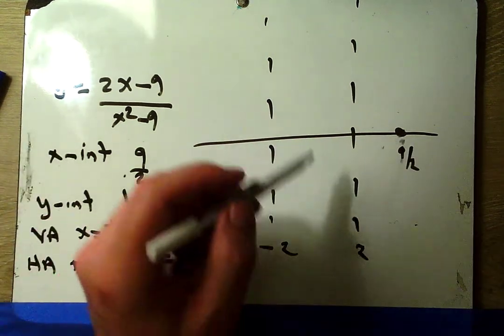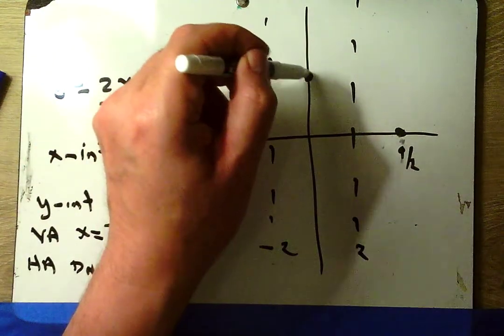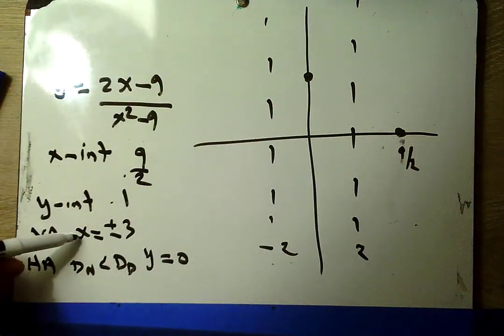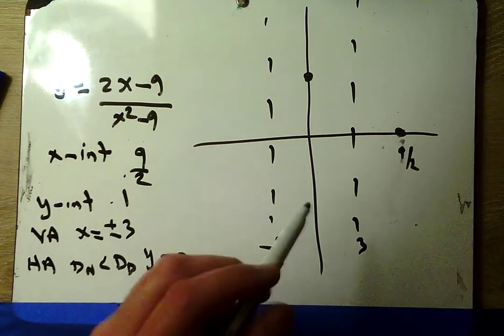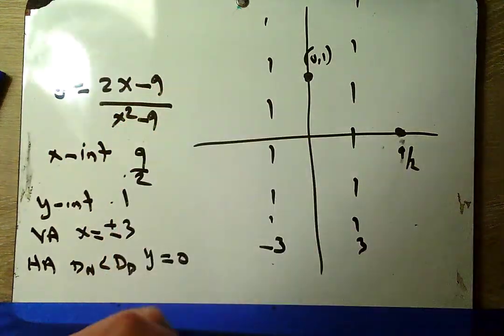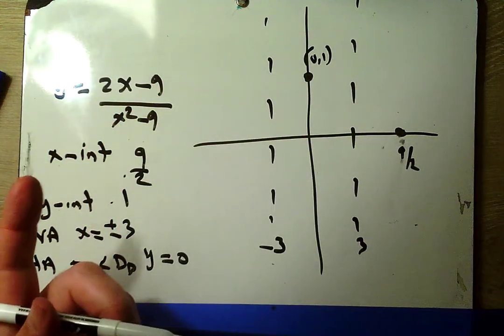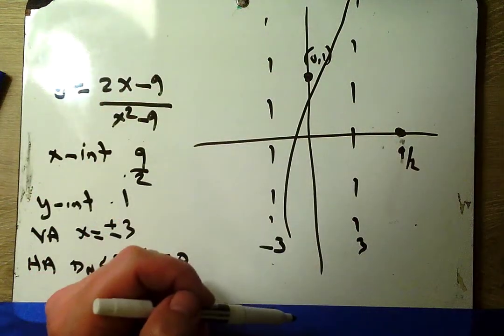Our y-intercept is at positive 1. Wait, vertical asymptote. Sorry, my brain is still in the last problem. There we go. And this was 0, 1. Okay. So, in the middle, can it be that one?